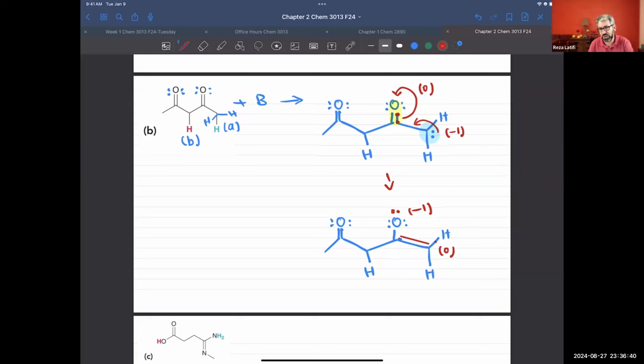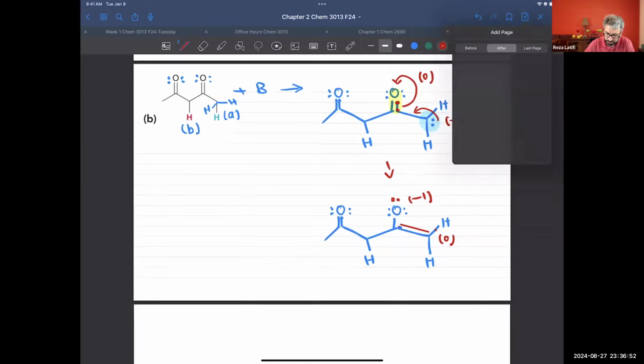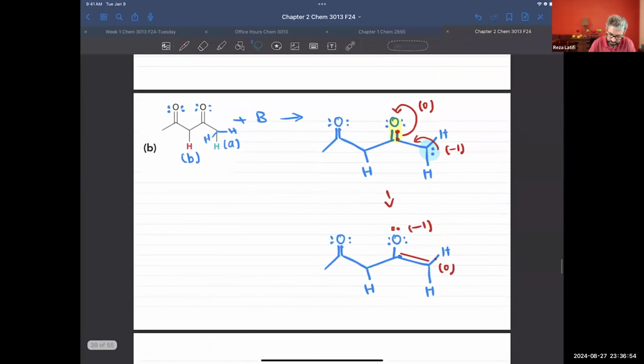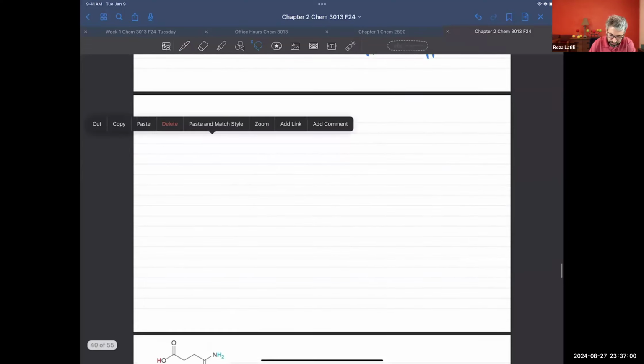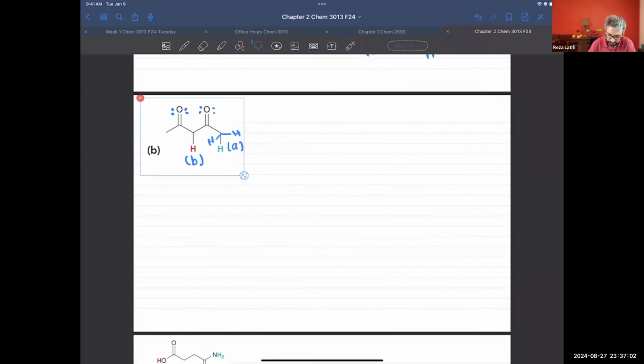Technically we have 2 resonance structures if we take the blue hydrogen. Now what will happen if we take the red hydrogen? If we take the red hydrogen, I'm going to draw it on another page. So let's say we are taking the red hydrogen. If I take the red hydrogen, or B, I get this.